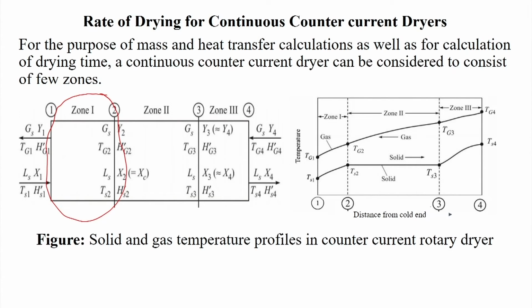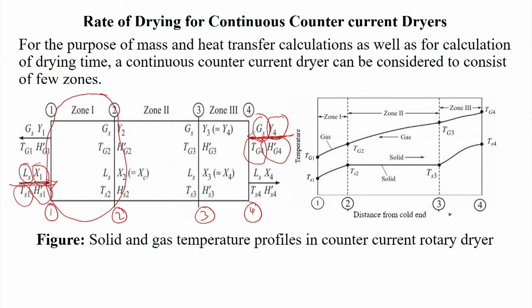The first zone is the cold zone, where the cold moist solid is entering with LS flow rate, moisture content X1, temperature Ts1 and enthalpy Hs1 prime. The hot air is entering from zone 4. Here the stations are station 1, station 2, station 3 and station 4. At the end of zone 3, the drying air is entering with humidity Y4, temperature Tg4 and enthalpy value Hg4 prime.